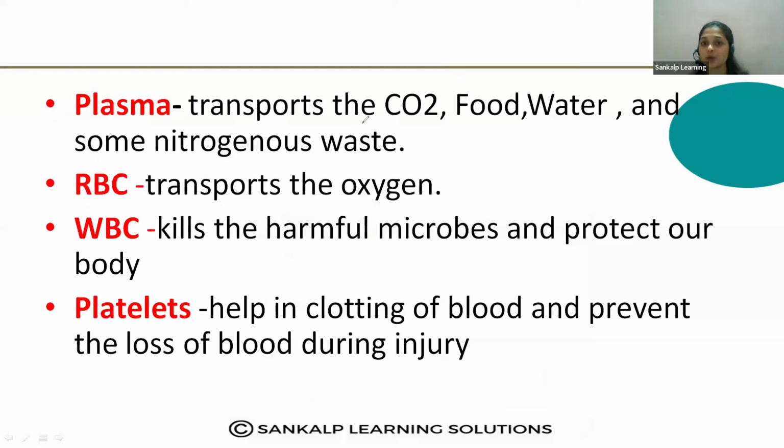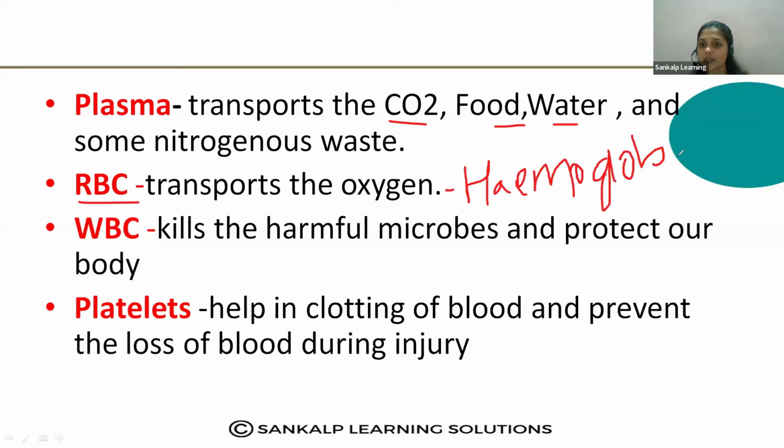Plasma helps to transport carbon dioxide, food, water and some nitrogenous waste. Okay, so plasma is able to transport carbon dioxide, food materials, nutrients, and some nitrogenous waste is transported through the plasma. Then RBC, you know that in the last class you studied that RBC contain the pigment called hemoglobin that helps to transport oxygen, right? And WBC means white blood cells. These white blood cells help in killing microbes and protect our body. And platelets, what is the function of the platelets? They help in clotting of the blood during injury. Yes, that is the function of the platelets.